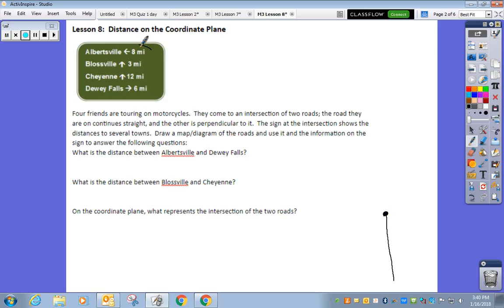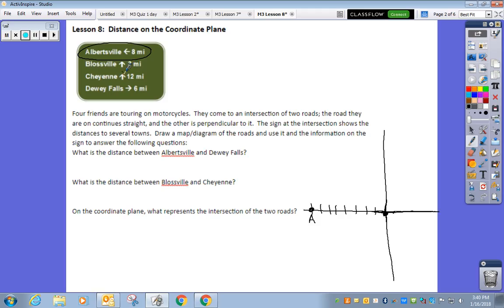On the sign up here, it tells me that Albertsville is 8 miles to the left. So I'm just going to continue that road. So the road that it said we were on, we're going straight. We're at the intersection. It continues straight. And then there was a perpendicular road to it. Perpendicular would be like this. It forms right angles. That's what perpendicular means. So 8 miles to the left, 1, 2, 3, 4, 5, 6, 7, 8 is Albertsville.